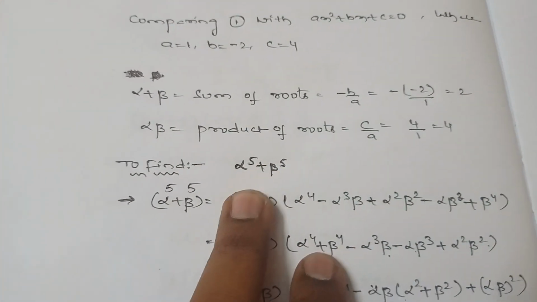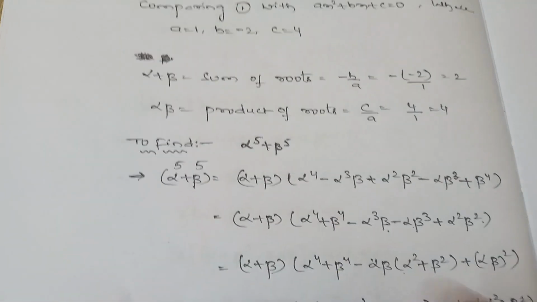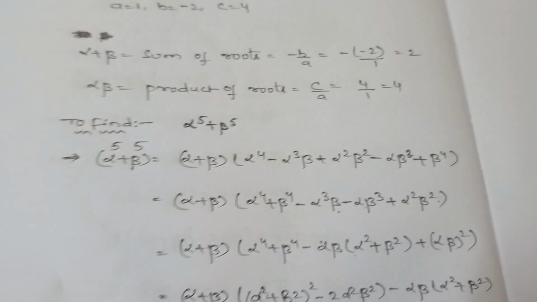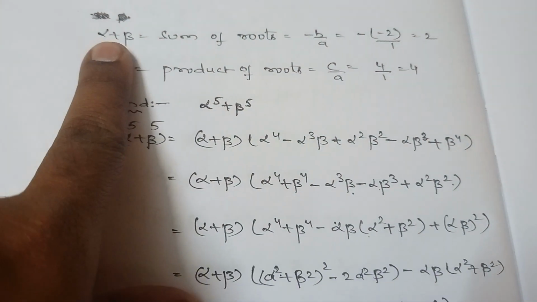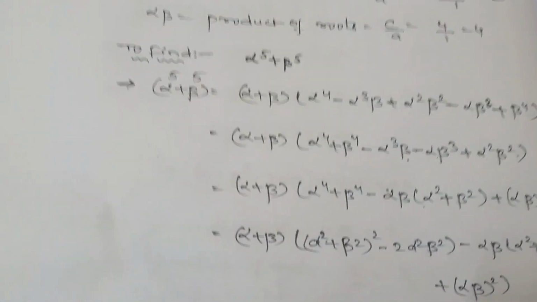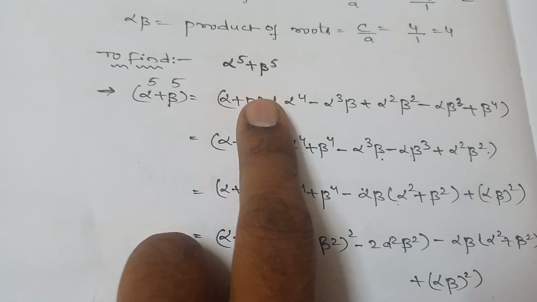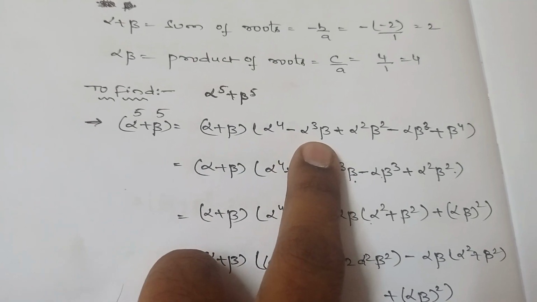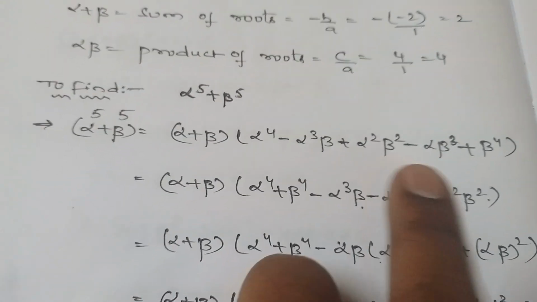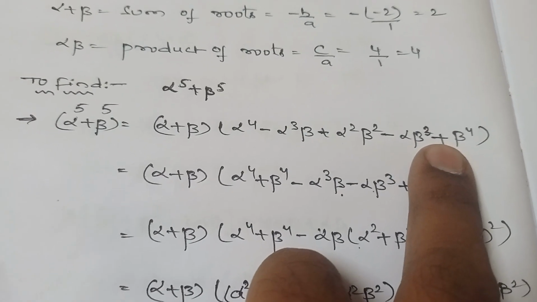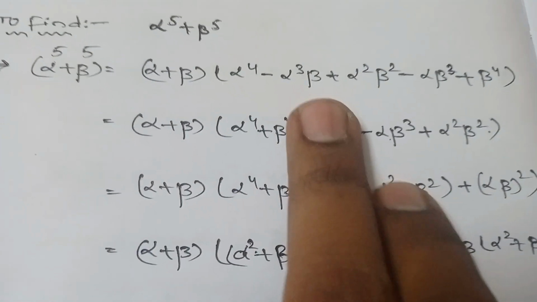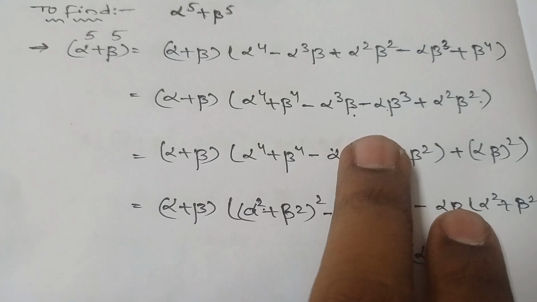Now take this formula alpha power 5 plus beta power 5, that is nothing but a power 5 plus b power 5 formula. So we have to simplify this formula and convert it in terms of alpha plus beta and alpha beta. So this is the formula guys for alpha power 5 plus beta power 5: alpha plus beta into alpha power 4 minus alpha cube beta plus alpha square beta square minus alpha beta cube plus beta power 4. We have taken this formula from the standard identity.